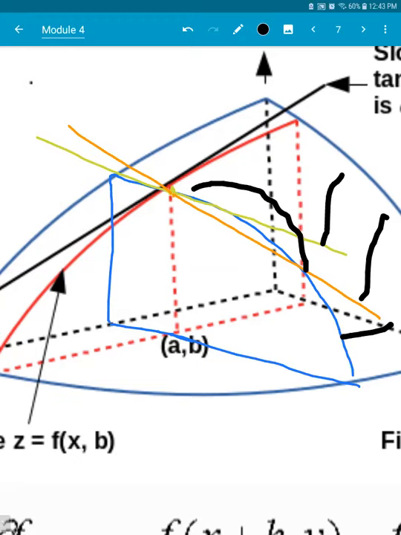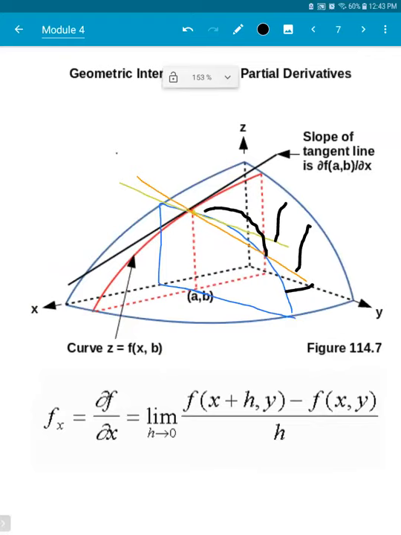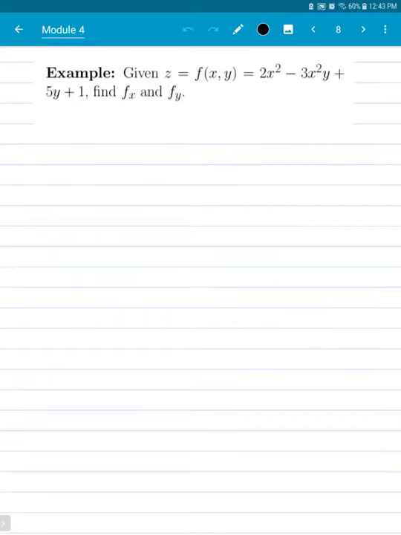Anyway, you need not be that concerned with the geometric interpretation. What is really needed in this course is for you to know how to find the partial derivatives, which we will do now in this example.